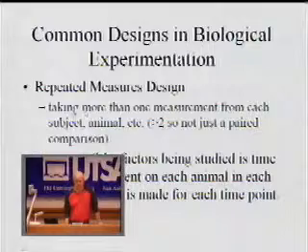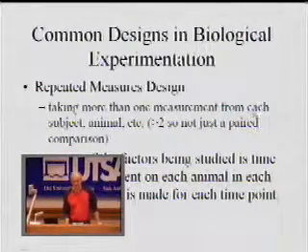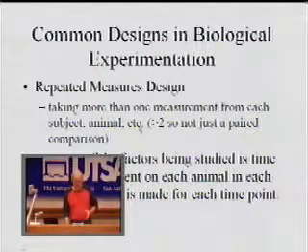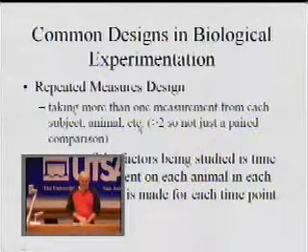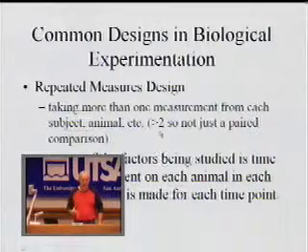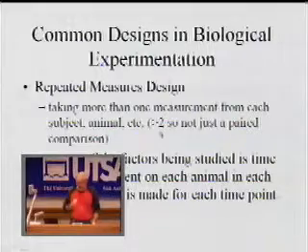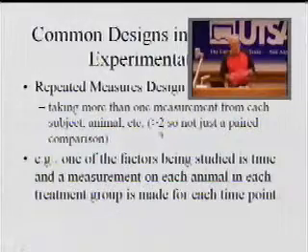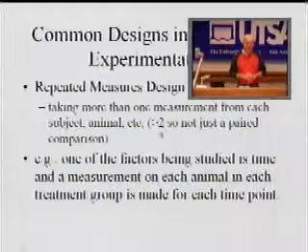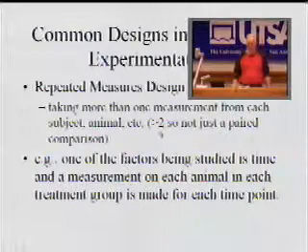So the repeated measures design is taking more than one measurement from each subject, animal, etc., cell set, whatever it is, but more than 2. So it's not just a paired comparison. So again, because we're doing the ANOVA with repeated measures, it's got to be 3 or more measurements on the same group. You may not be testing a couple different drugs or different concentrations. You're making more than 2 measurements on those groups.